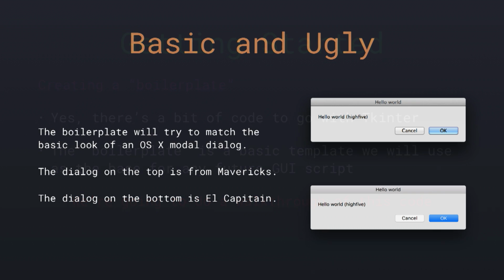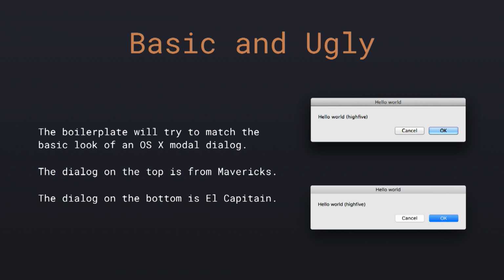All right, so first up is the basic and the ugly. And kind of just what we want to do for the base window that we'll build upon is to get something that looks approximate to what the standard OS X dialog looks like. Same gray background, buttons look similar, similarly placed. We're going to use this as the basis for what our boiler code should generate if you were to just straight up run it.